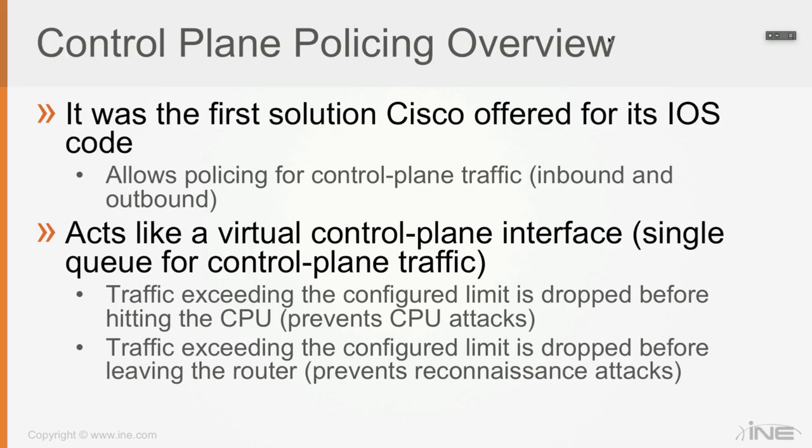And what we're going to do is a basic policing. Traffic exceeding the configured limit is going to be dropped before hitting the CPU, so it prevents CPU attacks. While traffic exceeding the configured limit is also dropped before leaving the router, which prevents reconnaissance attacks.